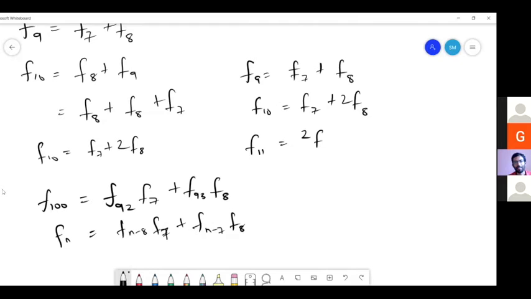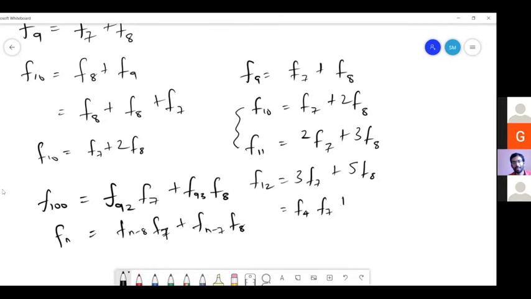F11 is F10 plus F9. That is 2F7 plus 3F8. And F12 is again F10 plus F11, that is 3F7 plus 5F8. So basically, this is the fourth Fibonacci number, and this is the fifth Fibonacci number. That is F12.